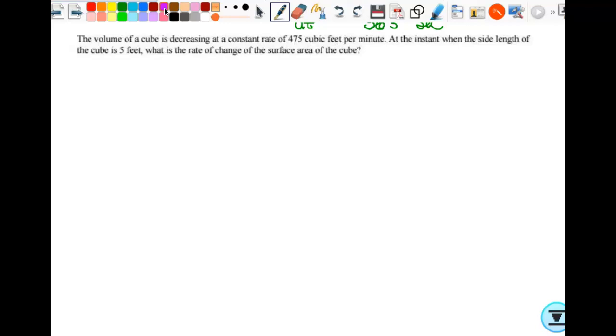Okay, let's talk through this. So volume of a cube is decreasing at a constant rate of 475 cubic feet per minute. At the instant when the side length of the cube is 5 feet, what is the rate of change of the surface area of the cube? So we are looking for the rate of change of the surface area of the cube. So I write that as d what? dA dt. It's okay if it's not the first thing you wrote, but it needs to be on here.